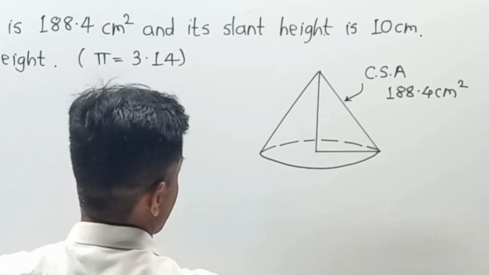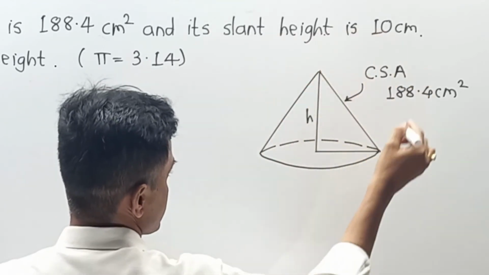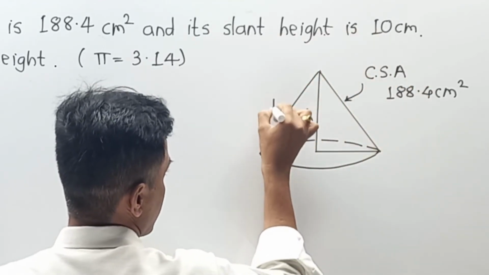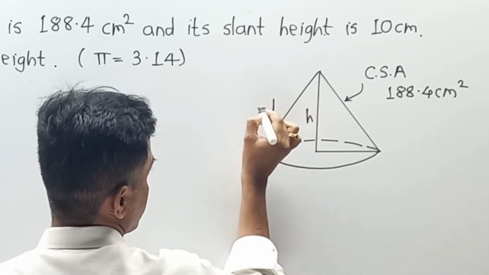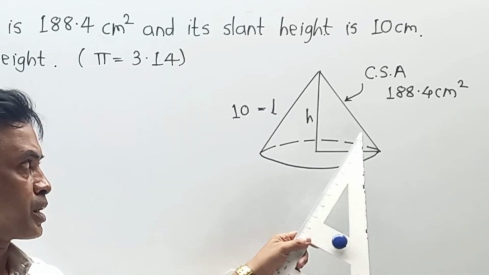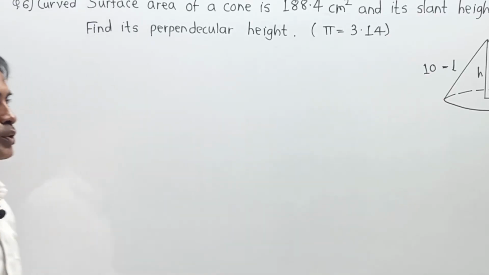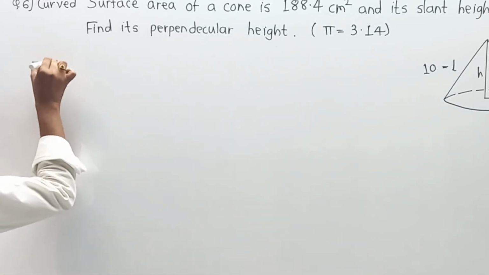Find its perpendicular height means we are supposed to find its perpendicular height. They have given the slant height, that is L, and this L is 10 centimeter. This is the data given to us. Now we are going to put it into the formula and do the needful calculation.